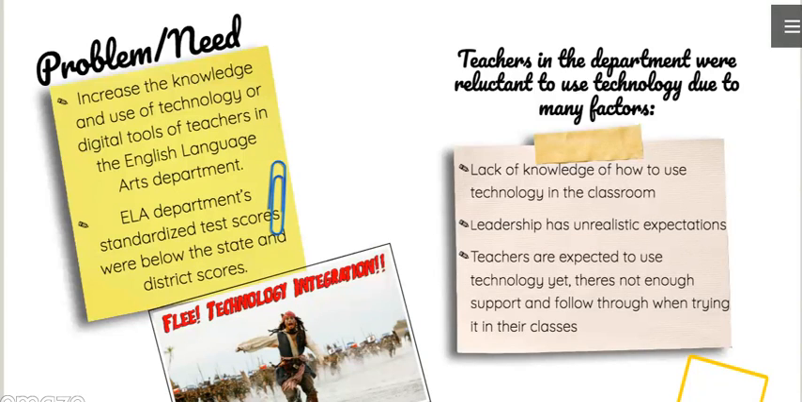Those factors are lack of knowledge of how to use technology in the classroom, leadership and unrealistic expectations, and lack of support. Teachers are expected to use technology, yet there's not enough support and follow through when they're implementing it into their classes. So basically, teachers wanted feedback on how the various technology tools they use worked or what didn't work so they can do better for the next time.